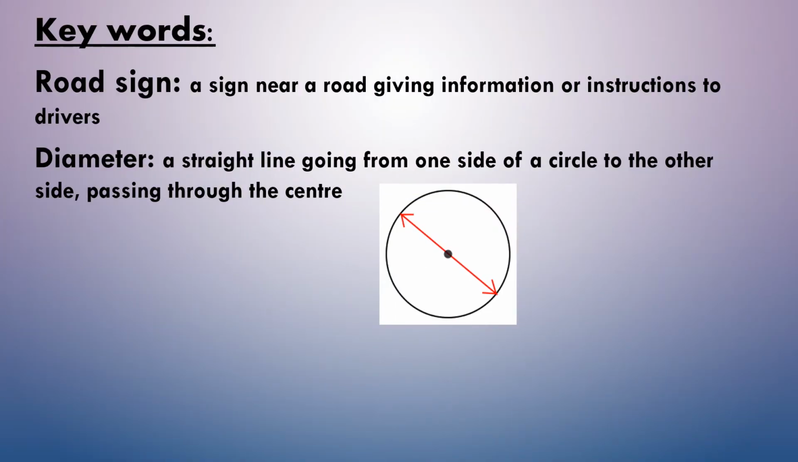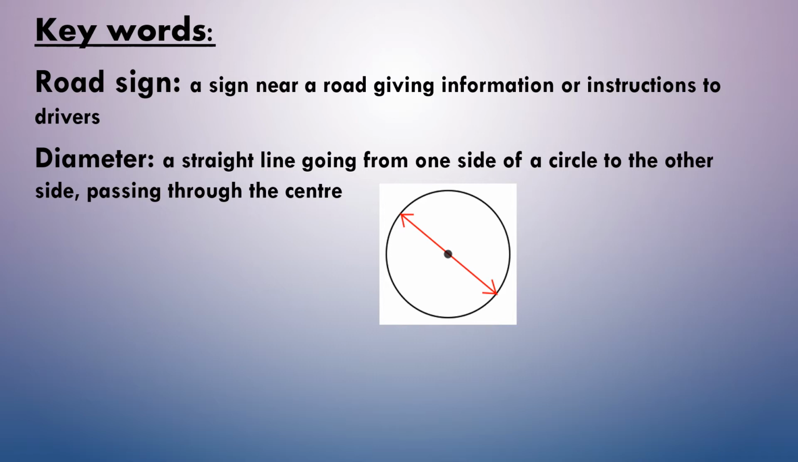Now, these are the key words of our lesson. We have only two words. We have road sign. Road sign means a sign near a road giving information or instructions to drivers. It means in Arabic شاخصة, لوحة مرورية.